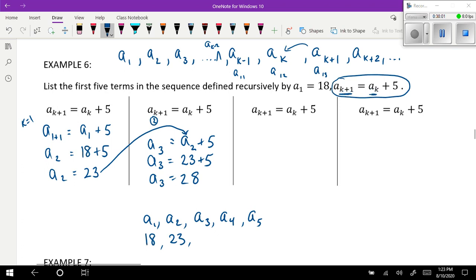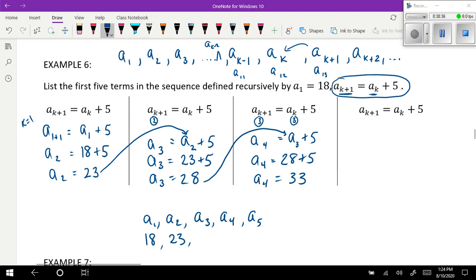And now I want to find a sub 4. If I want a sub 4, that means that this whole quantity right here has to equal 4. And the only way that quantity will equal a 4 is if the k itself is a 3, right? So this will be a sub 3 plus 5, which I just found out, so that's going to come up over here. My a sub 4 is going to be 28 plus 5, making my a sub 4 equal to 33.